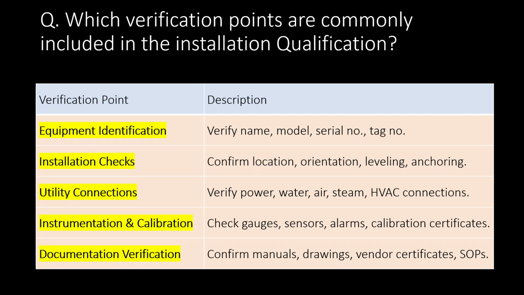Third, utility connections. Here we verify power, water, air, steam, and HVAC connections. Fourth, instrumentation and calibration. Here we check gauges, sensors, alarms, and calibration certificates. Fifth, documentation verification. Here we confirm manuals, drawings, vendor certificates, and SOPs.